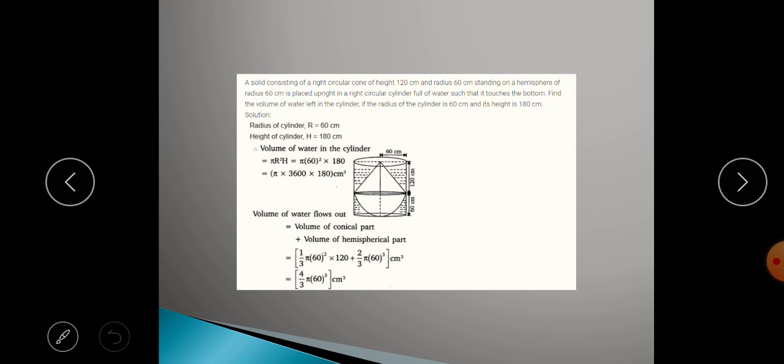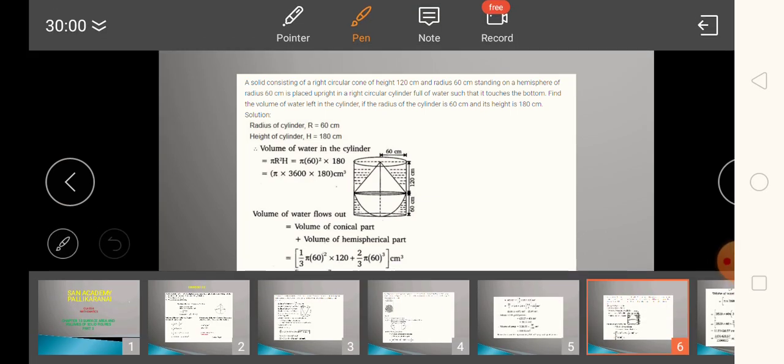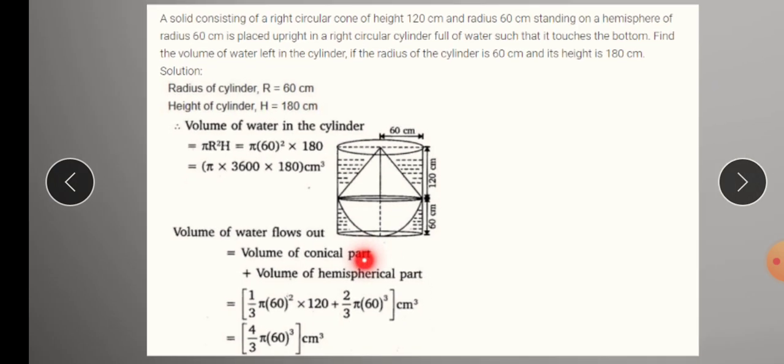Now the next one is also interesting, with three solid shapes: cylinder, sphere, cone, hemisphere. This is also a very important question from the board exam point of view. Let me see what is there in this. Now what is given here? First read the question.